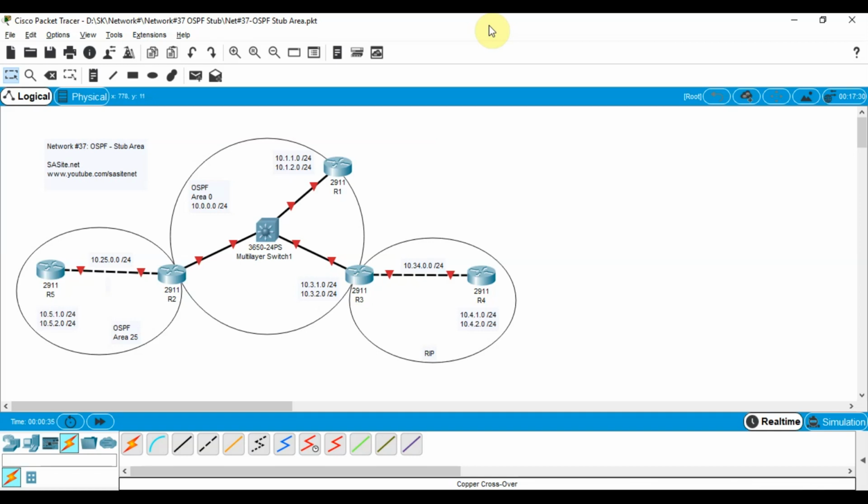CIS is here, and in today's tutorial we are going to work on OSPF stub area and OSPF totally stubby area. Before I explain what those areas are, it's better you see them in action.